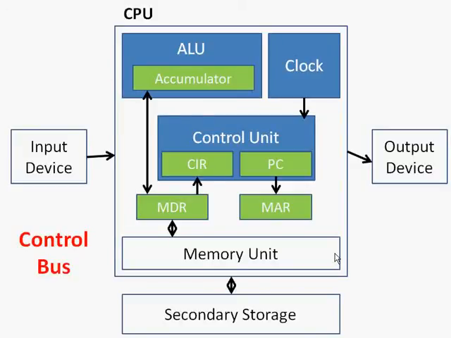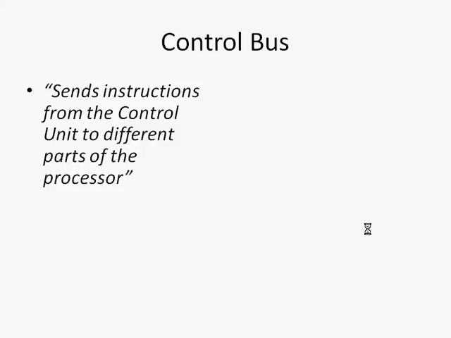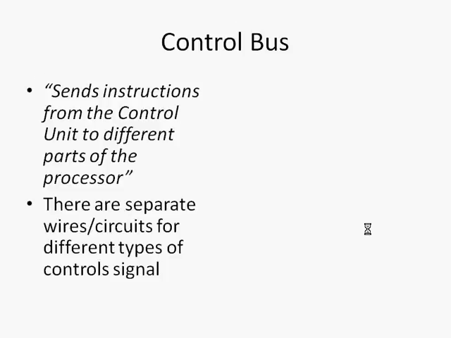Next one, control bus. This basically is a set of buses that allow the control unit to communicate with other parts of the processor. So the control bus sends instructions from the control unit to different parts of the processor. There are separate wires and circuits for different types of control signal.